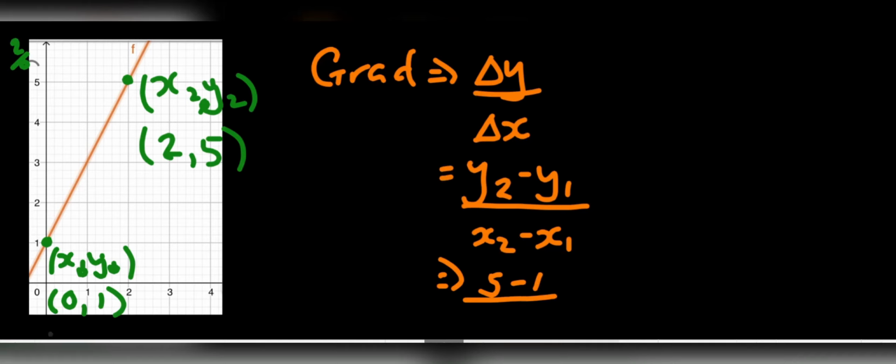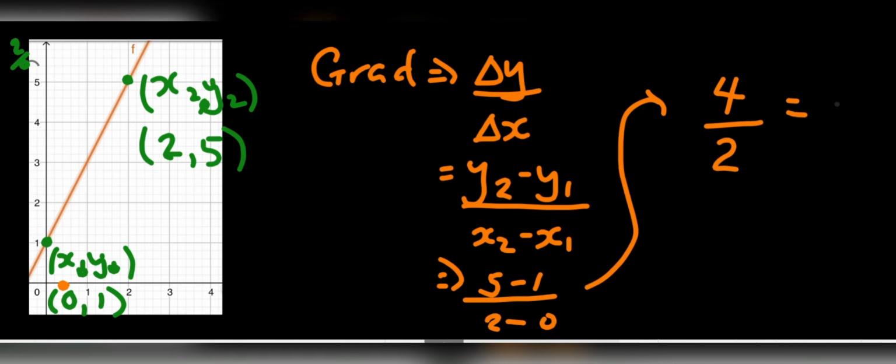Now, a common mistake a lot of students make is that they don't label the points, x1, y1, x2, y2, and of course, they substitute in the wrong place. And that's the last thing you want. Alright, x2 would be 2 minus 0, our x1 value. What we will get is 5 minus 1, which is 4, over 2. So our gradient is 2.